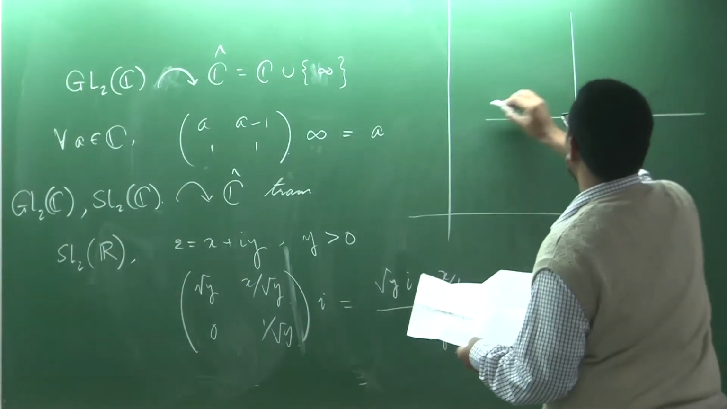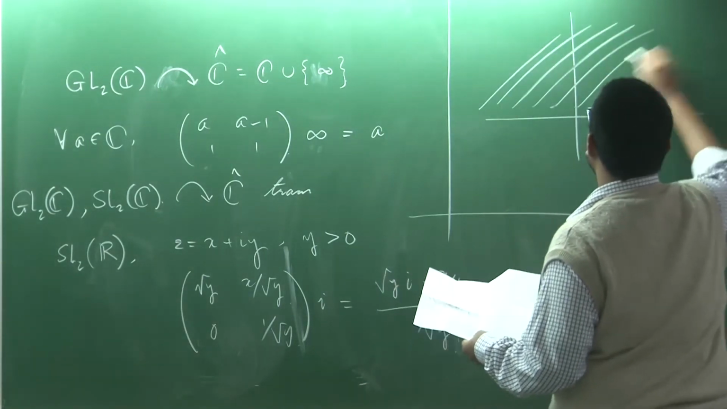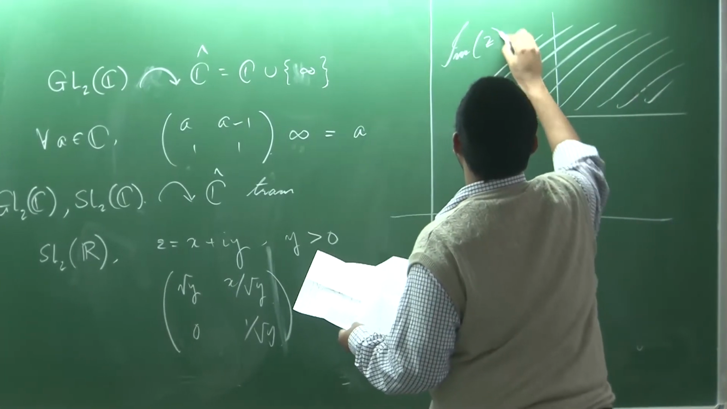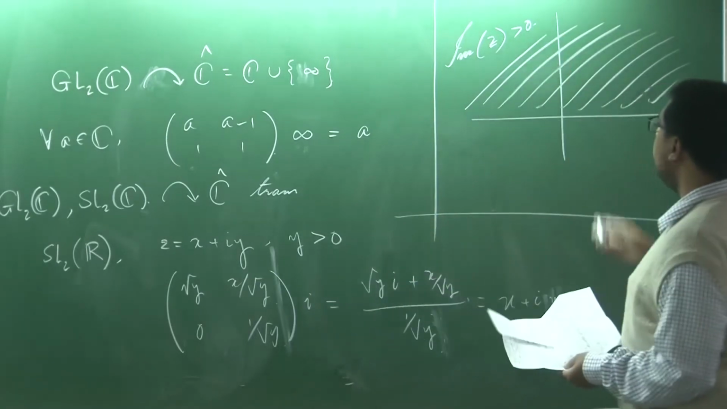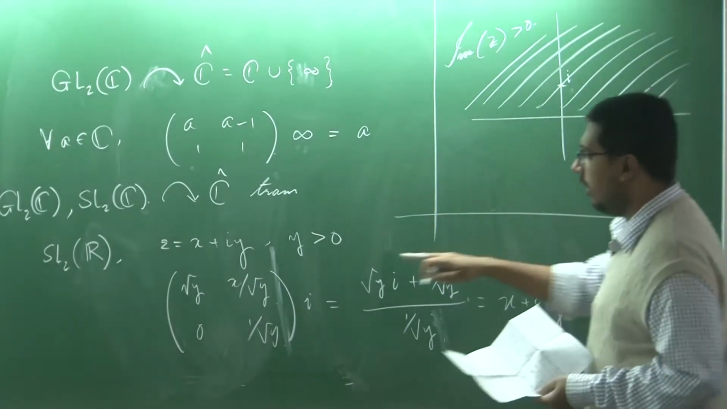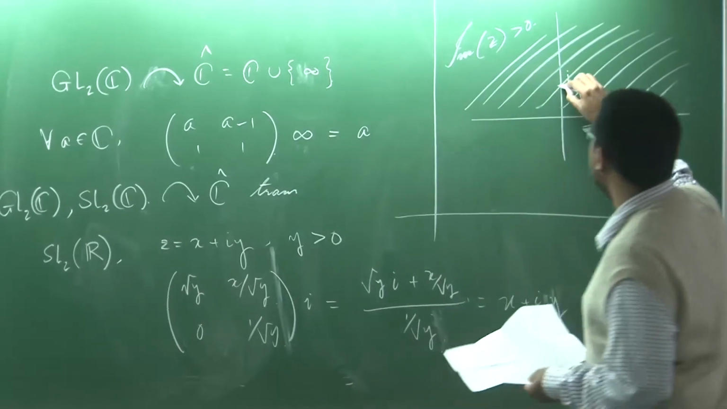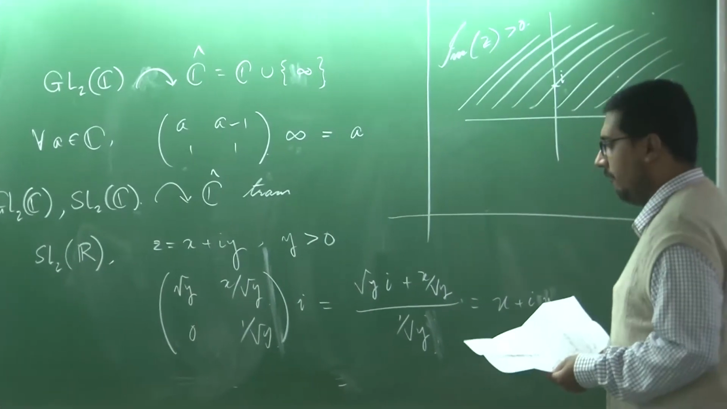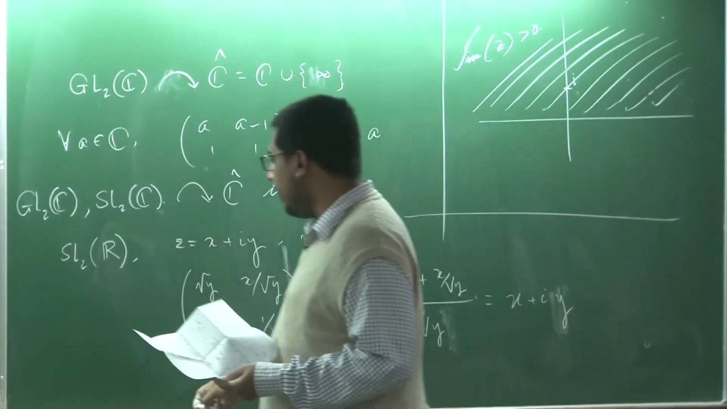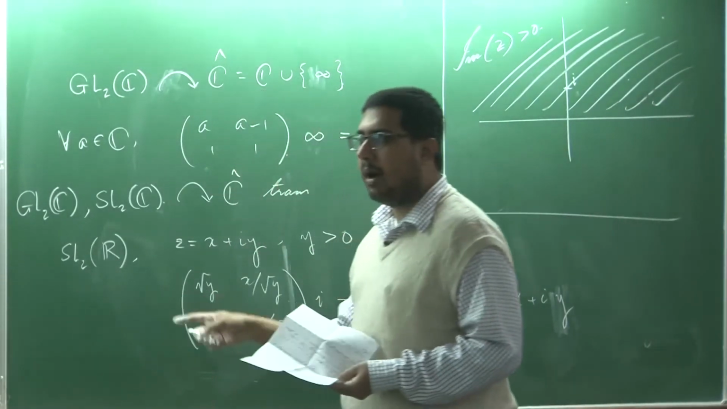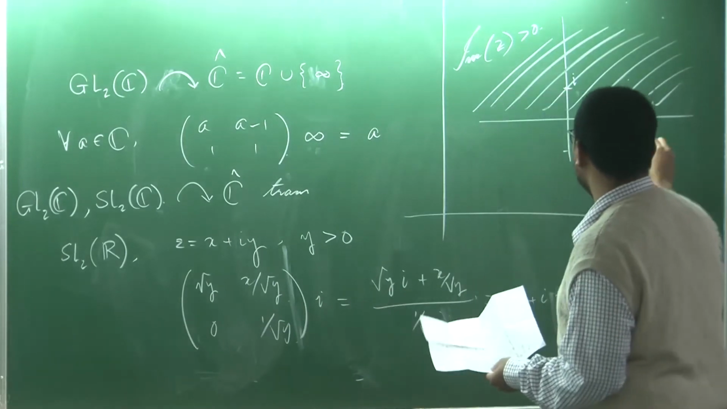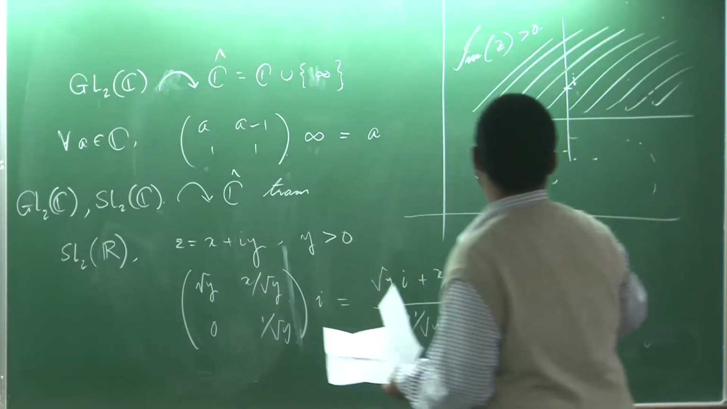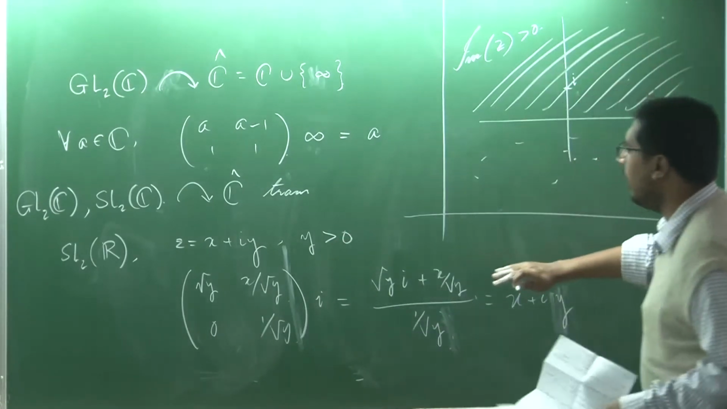Pictorially, let us say this is the complex plane, this is the part where the imaginary part of z is 0. We see that by applying SL2R matrices, this i can be brought to any other point in the upper half plane. Similarly, one can show that minus i can be brought to any other point in the lower half plane. So, therefore, this is one orbit, this is another orbit.